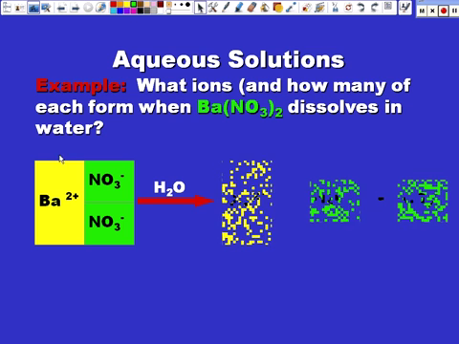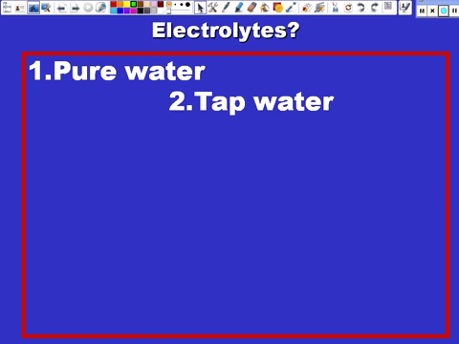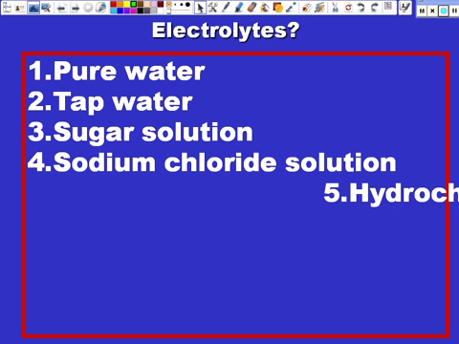Electrolytes. So here's what I want you to do on this, and I think it was in the video, but if you have it pulled up on your iPad, just put a Y or an N if it is an electrolyte or it is not an electrolyte.